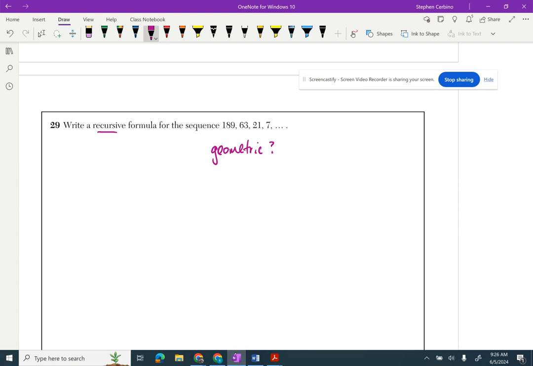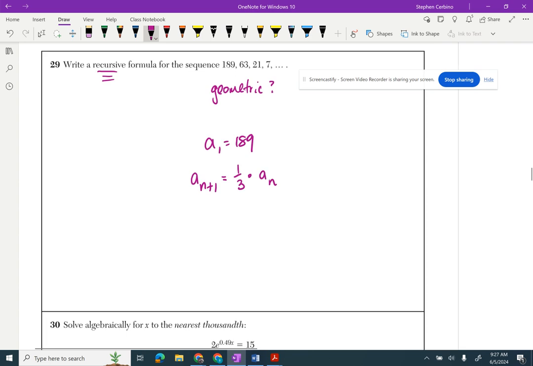To write a recursive formula, you always need to state two parts. So you have to state the first term, 189. And then you have to state the rule. How are we getting from one term to the next? So I'm saying the next term, a sub n plus 1, is equal to 1/3 times the previous term. Remember, your terms go up by adding or subtracting one each time. So if you wrote all of your terms out, if I had a term a sub n, the next term would be a sub n plus 1, the term after that would be plus 2, etc.